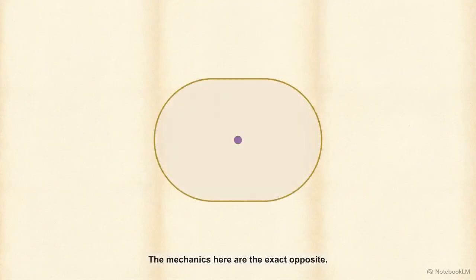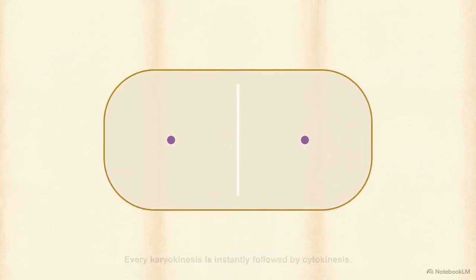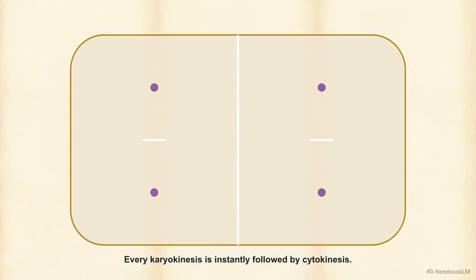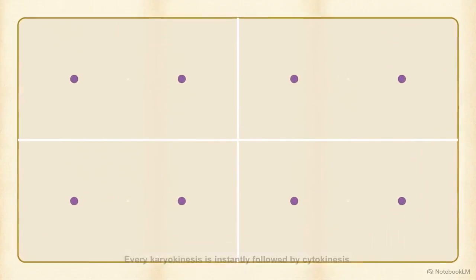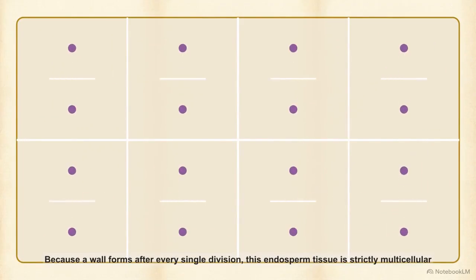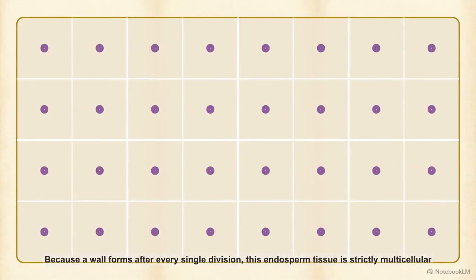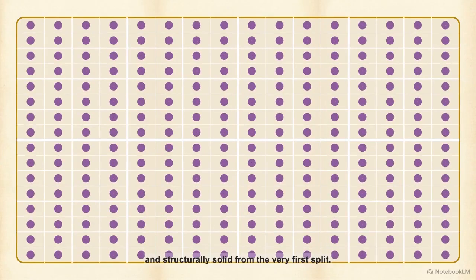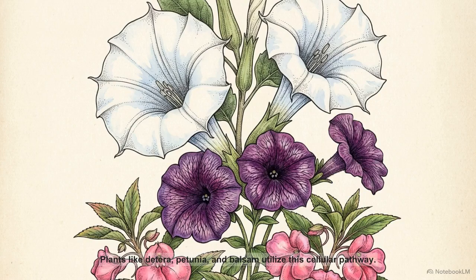The mechanics here are the exact opposite. Every karyokinesis is instantly followed by cytokinesis. Because a wall forms after every single division, this endosperm tissue is strictly multicellular and structurally solid from the very first split. Plants like datura, petunia, and balsam utilize this cellular pathway.